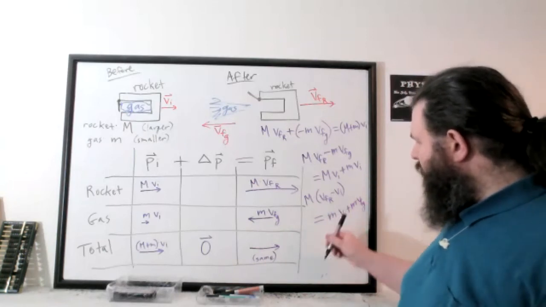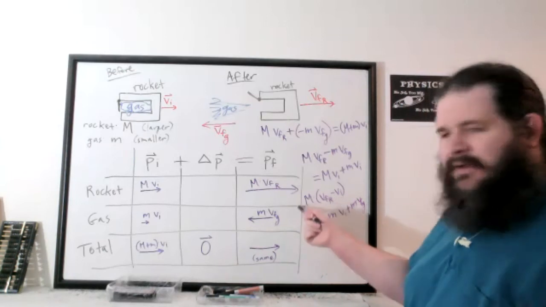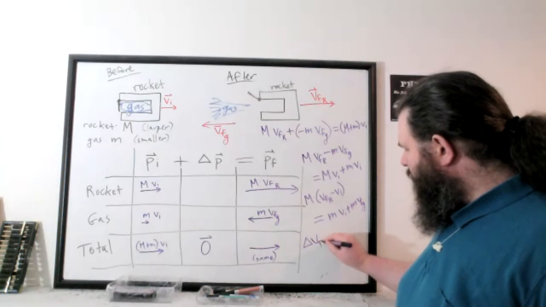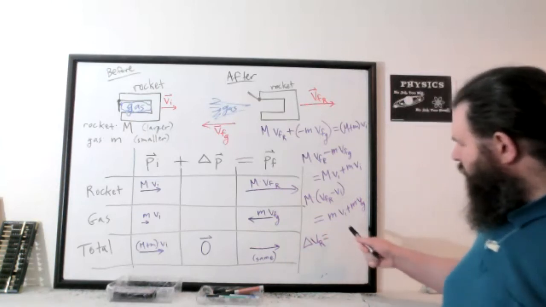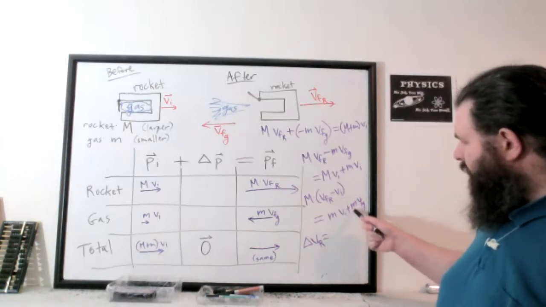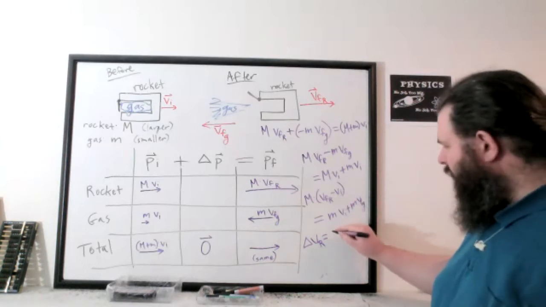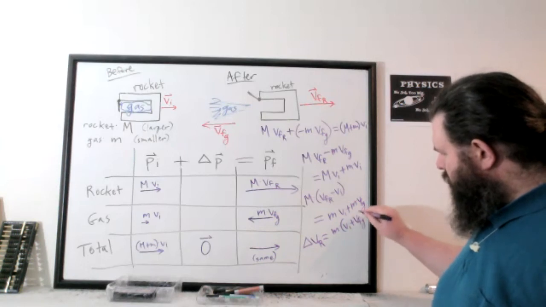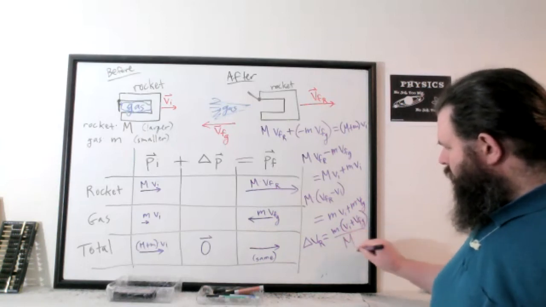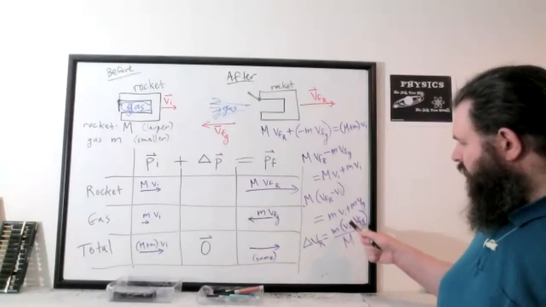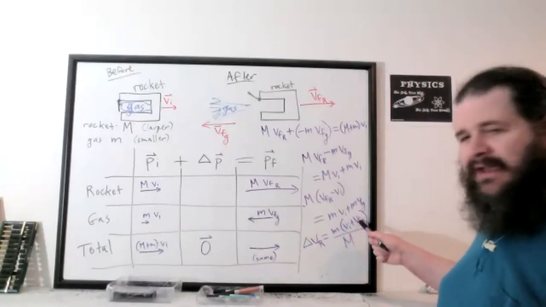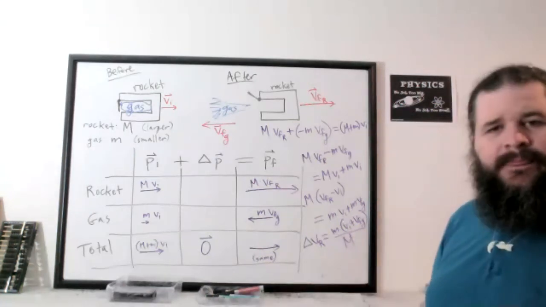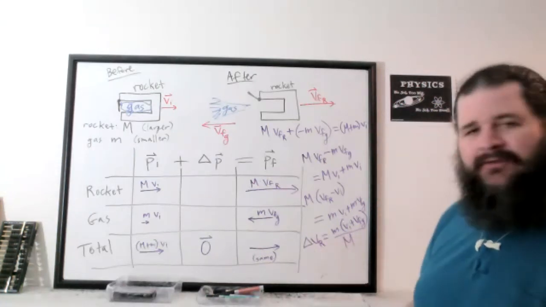So the delta V for the rocket, if we then divide by big M, delta V for the rocket, we've got little m times V initial plus little m times V final of the gas. We could factor out little m. So mass of the gas times initial speed plus how fast the gas is expelled out the back, divided by mass of the rocket.